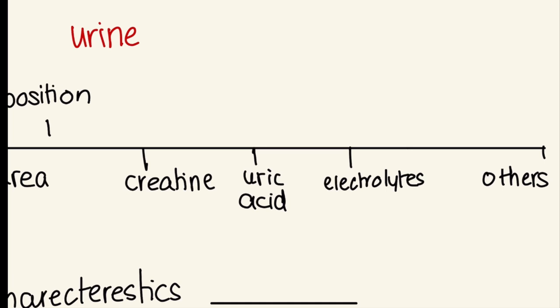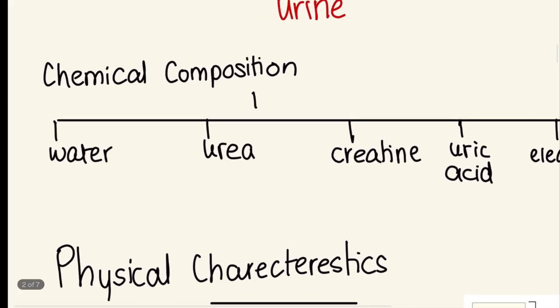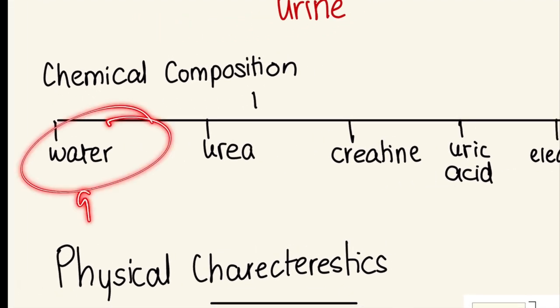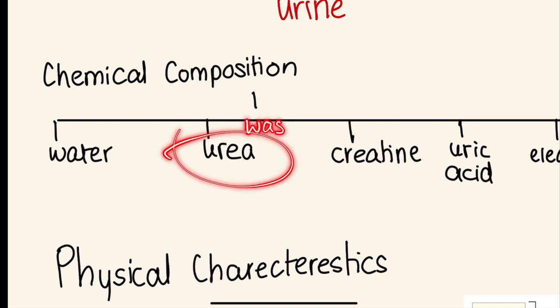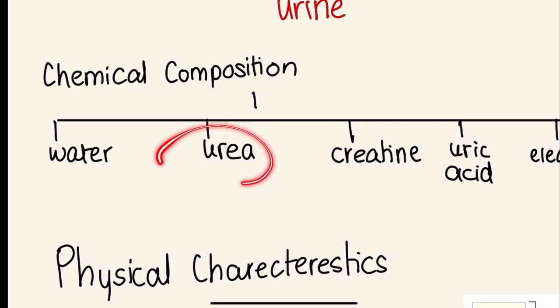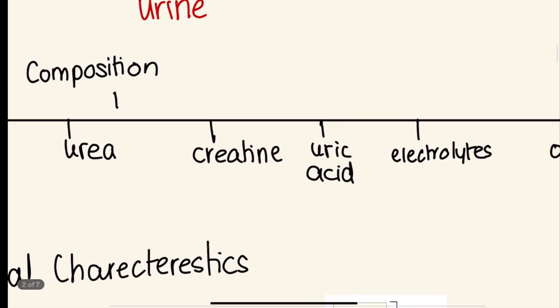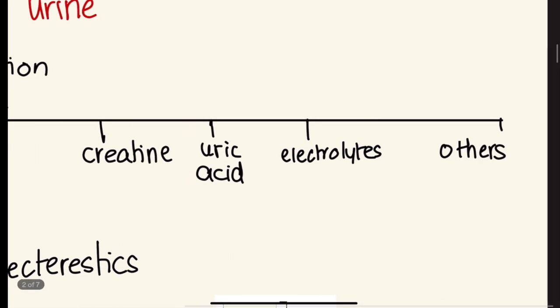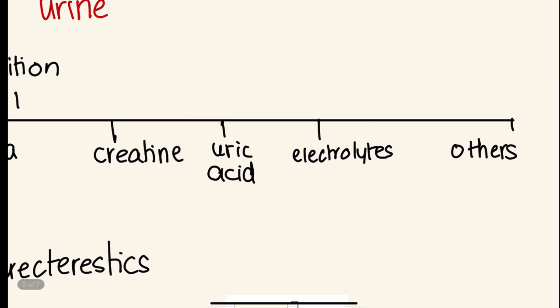Now let's look at the chemical composition of urine, okay? The chemical composition is going to have water. Like I said, it's going to be the major component, so 95% of this is going to be water. Next is urea. Now what's urea? Urea is basically a waste product formed by the breakdown of proteins. Okay, just for your knowledge, let's try to understand what these things are, right? So what's creatinine? Creatinine is a waste product from muscle metabolism. Uric acid is basically another waste product of other compounds.